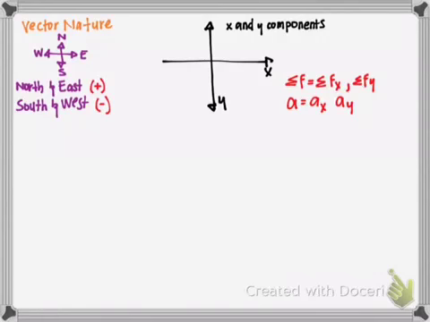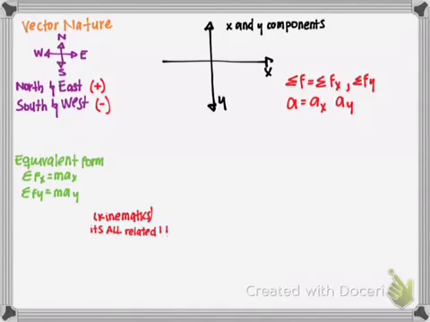Now, Newton's second law can also be written in an equivalent form as these two equations. Net force on the x equals mass times acceleration on the x. Net force on the y equals mass times acceleration on the y. This is similar to kinematics because, yes, it's all related, your whole physics. So let's look at some concepts.